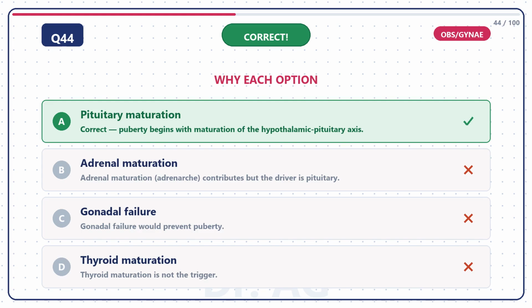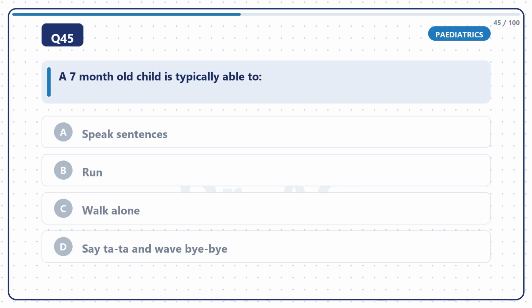Pituitary maturation. Question 45. A 7-month-old child is typically able to option A. Speak sentences. Option B. Run. Option C. Walk alone. Option D. Say tata and wave bye-bye.